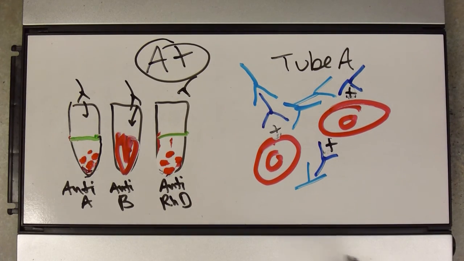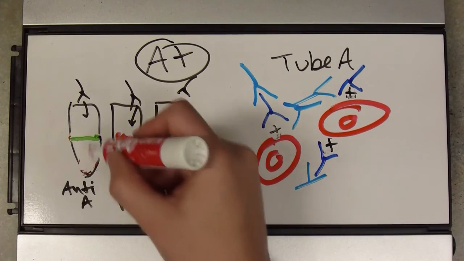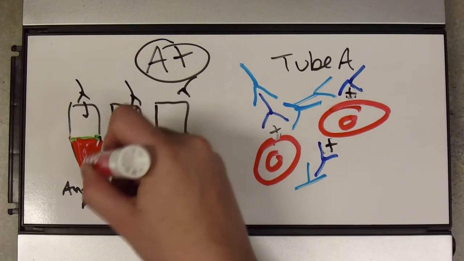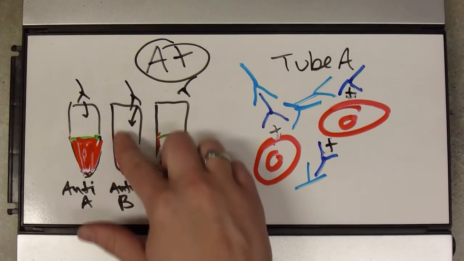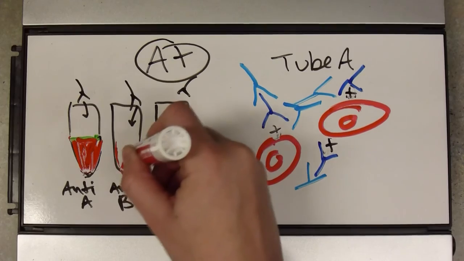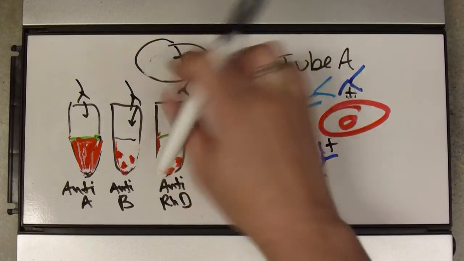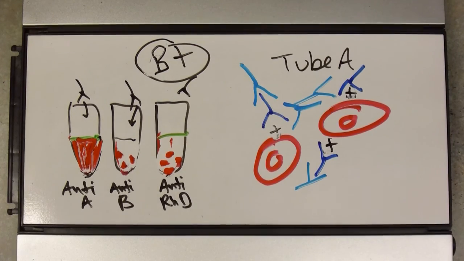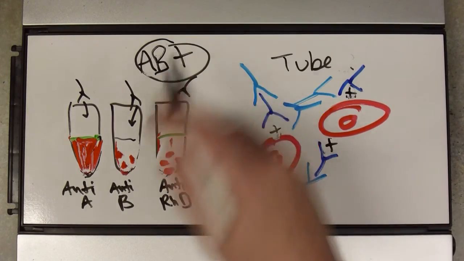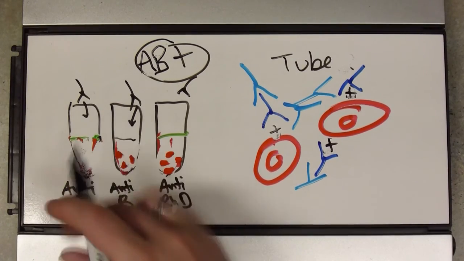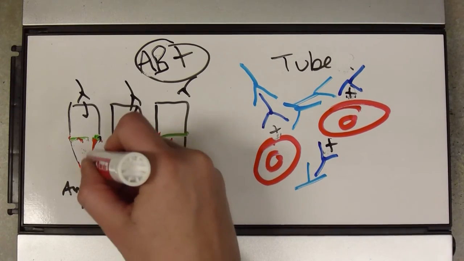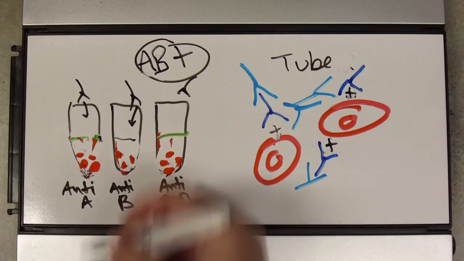For someone who was B positive, it would be exactly the opposite. The A tube wouldn't agglutinate because there's no A antigen for those antibodies to meet. But the B tube would because there's B antigen, so the anti-B antibodies bind. So that's what it should look like for somebody who is B positive. What if somebody was AB positive? Well, as you guessed it, now in every tube the antibodies are going to meet their antigens on those red cells. So all three of them are going to be agglutinated.